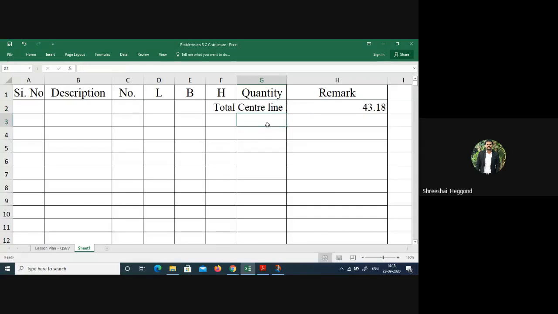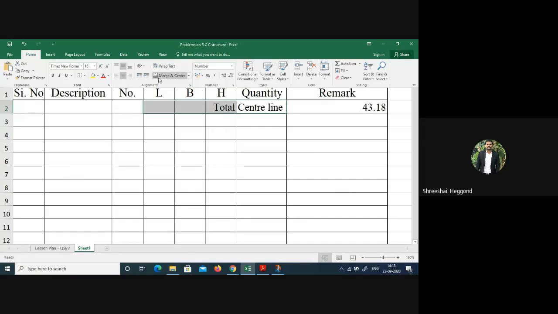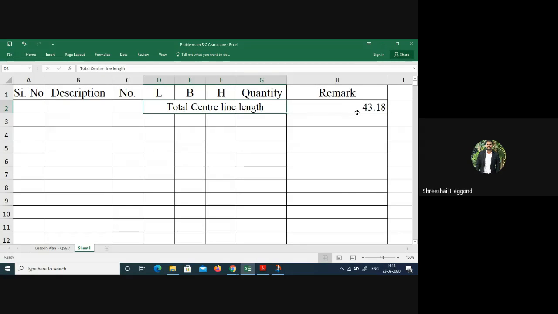Total central line length is 43.18. Earthwork in excavation. Number will be 1. Length you need to find out. Total central line length is 43.18 minus how many number of T junctions are there?